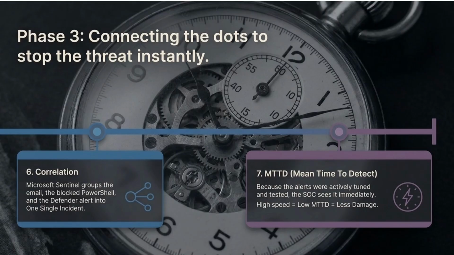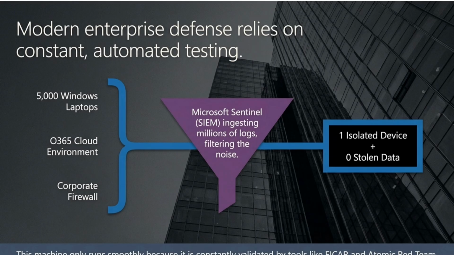Let's look at a real world scenario. Imagine a company with 5,000 employees, Microsoft Defender for Endpoint, Microsoft Sentinel, Microsoft Intune, and Office 365 with Windows laptops. One employee accidentally clicks a phishing email. The attachment tries to download malware. Here is what happened. The ASR rule blocks suspicious behavior. Microsoft Defender detects the threat. Windows records the security events. Microsoft 365 records email activity. The firewall records network connections. All logs are sent to Microsoft Sentinel.